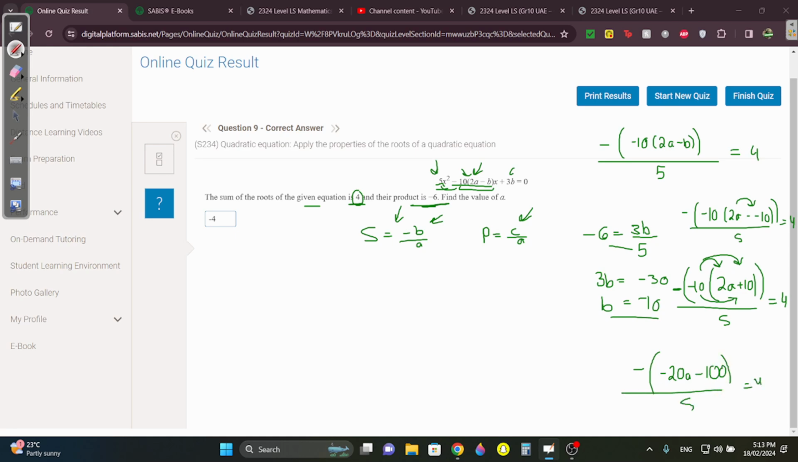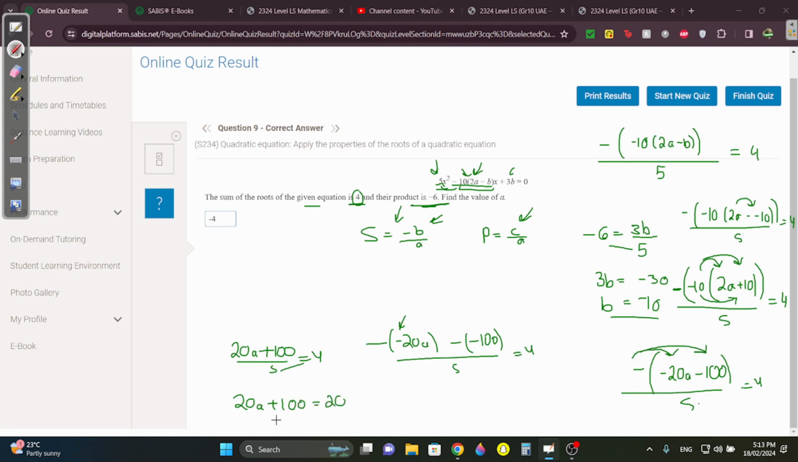Over 5 equals 4. Actually no, before we cross, let's continue simplifying. You have to distribute this minus, right? So it's going to be minus minus is plus, minus 20a minus minus 100 over 5 equals 4. This becomes plus 20a, and this becomes plus 100 over 5 equals 4. Cross multiply, 20a plus 100 equals 20. Take 100 to the other side, 20a equals minus 80, a equals minus 4.